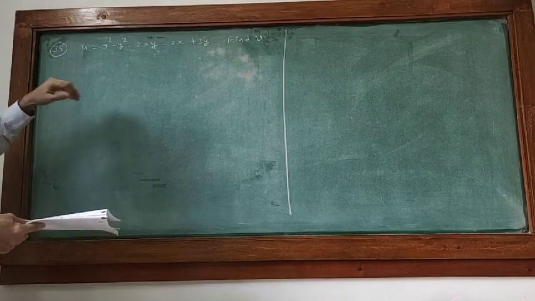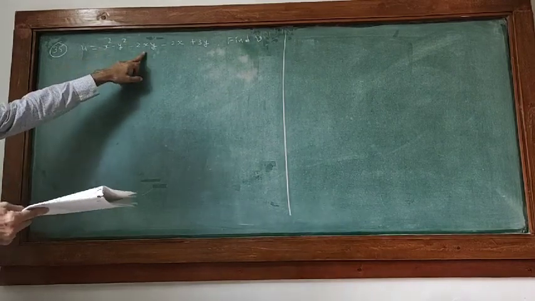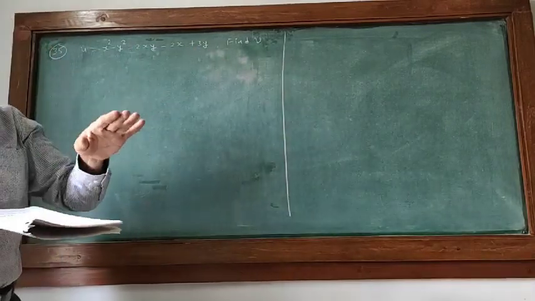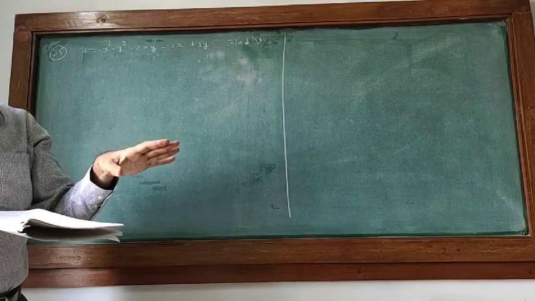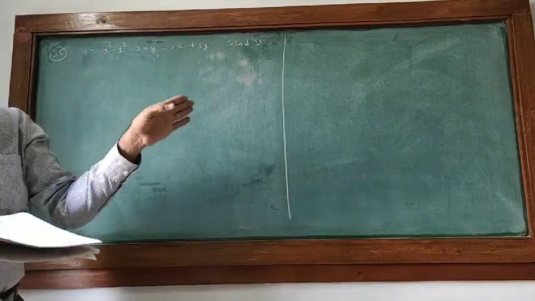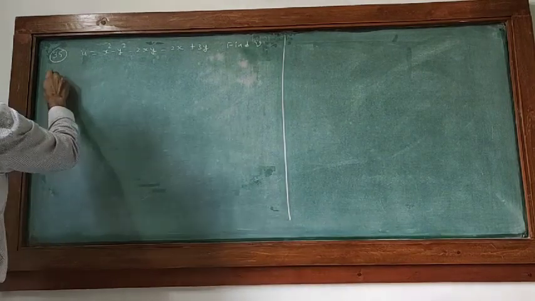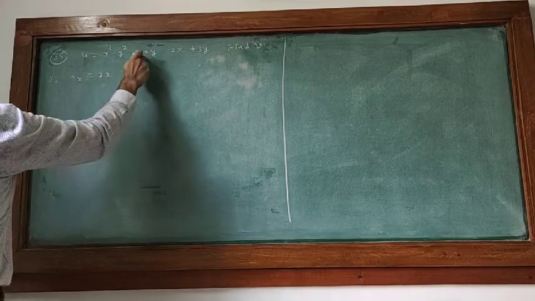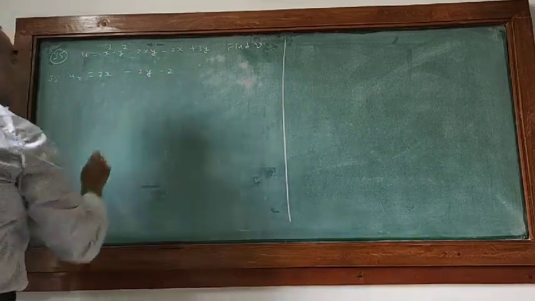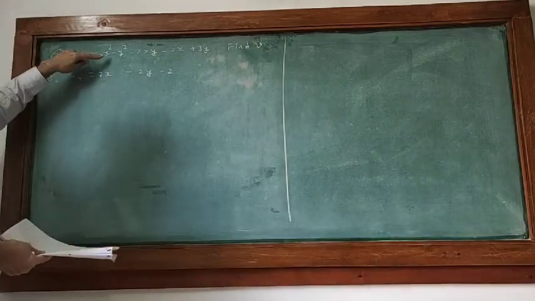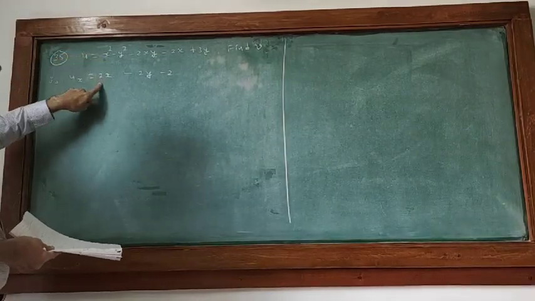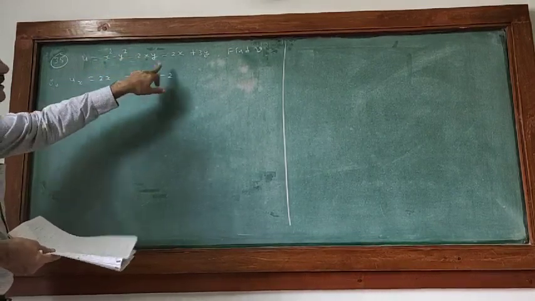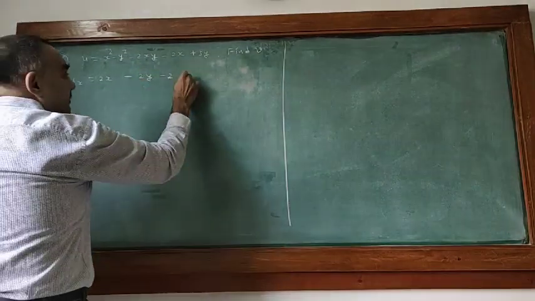We start with example 35. u equals x square minus y square minus 2xy minus 2x plus 3y, find v. So the example is the same as before, and the procedure is also the same as before. Therefore u_x is 2x minus 2y minus 2. Differentiation of x square with respect to x is 2x, this is 0, that of x is 1 minus 2y and minus 2. u_x is v_y.